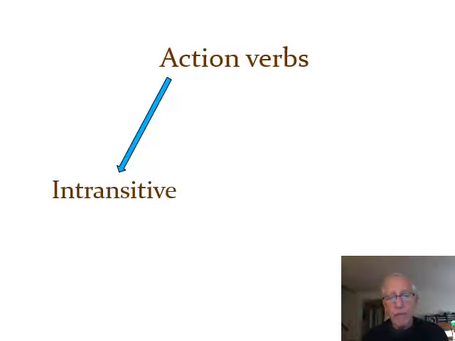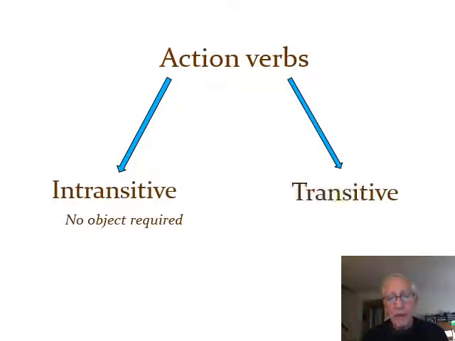Now, I said that action verbs are of 2 types, transitive and intransitive. Intransitive are probably the most common. That means that they do not require a direct object in the sentence. You can have a sentence as simple as, Marianne sings. Well, that's just 2 words. Is that a good sentence? Sure. It's grammatically correct. There's a subject and a verb. Nothing else is required.